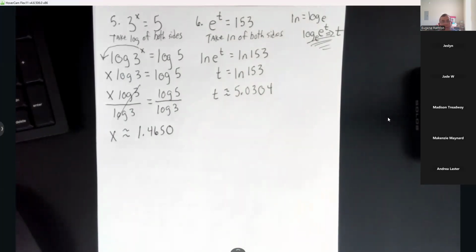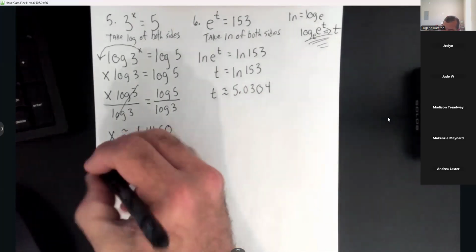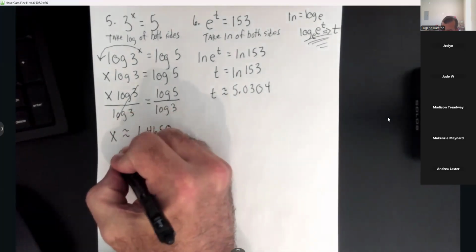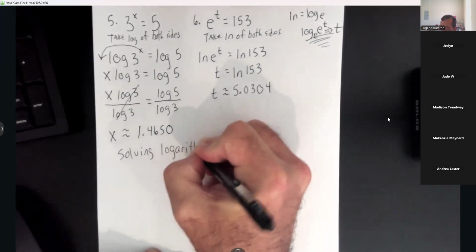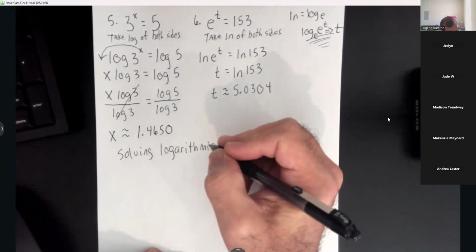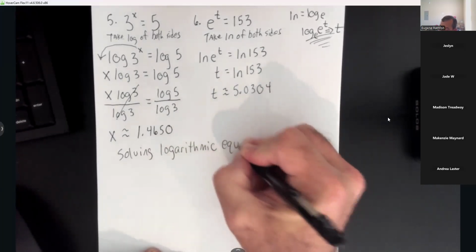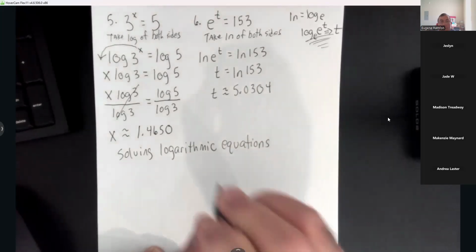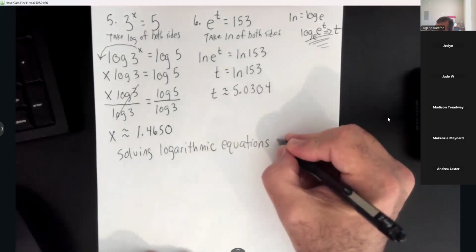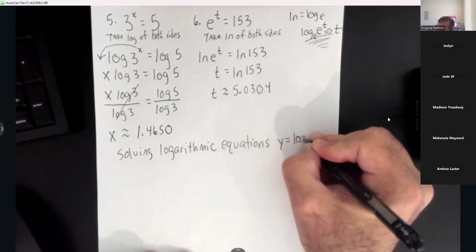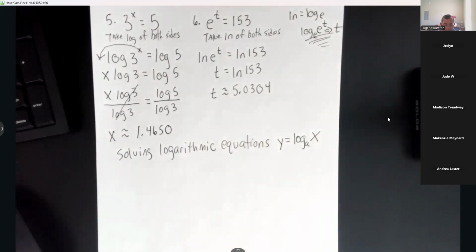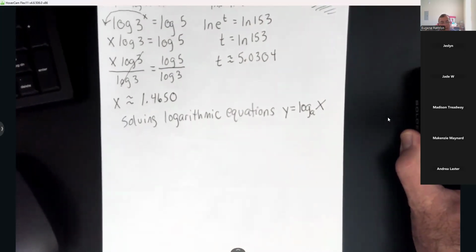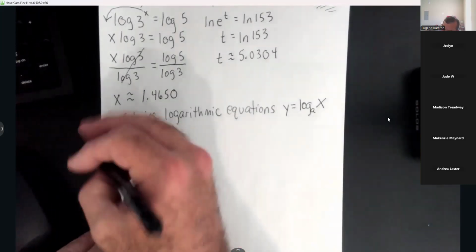All right, y'all, so those were the exponentials. So now we're going to start solving logarithmic equations. So logarithmic equations look like this. Y equals a log base A of X. And then these will use some of those properties we used last week also.